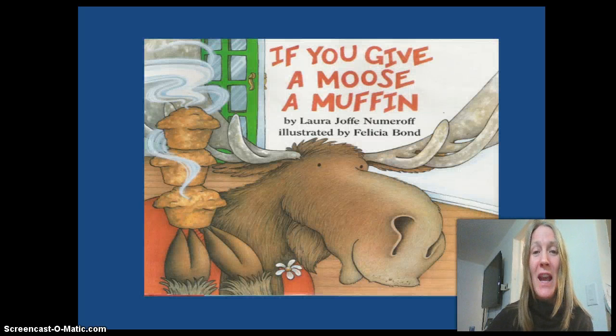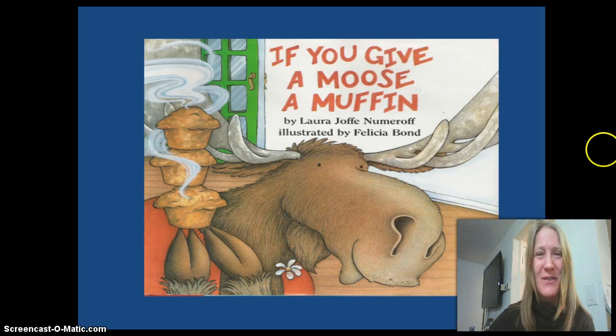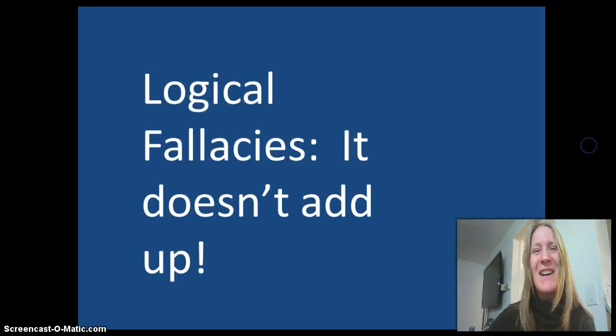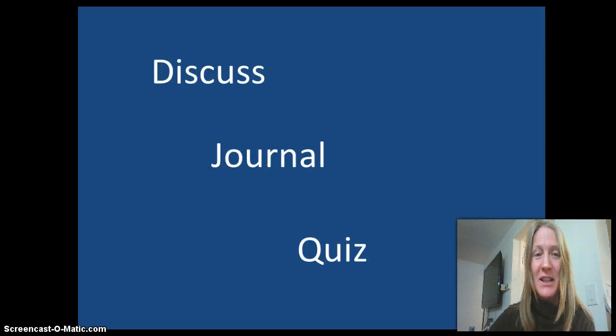We'll be looking at logical fallacies. If You Give a Moose a Muffin, a very popular children's book, has an example logical fallacy in it. These are things where we reason with information and the reasons and arguments just don't add up. So we'll be looking at logical fallacies in this session and doing some group discussion, some journaling, and some quizzes. So with that, I just want to show you the individual pages you'll be looking at, the assignments, and the schedule.